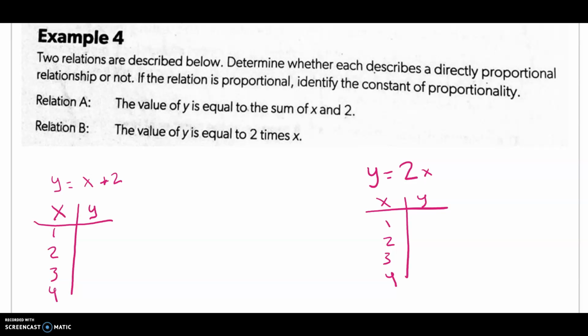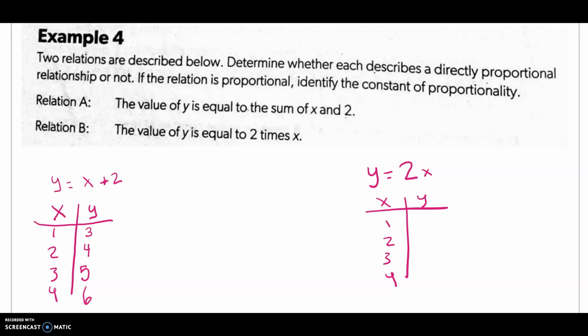When x equals 1, y would equal 3 because 1 plus 2 equals 3. When x equals 2, y will equal 4 because 2 plus 2 equals 4. When x equals 3, y equals 5 because 3 plus 2 is 5. And when x equals 4, y equals 6 because 4 plus 2 is 6. We're going to do the same thing for relation B, except we're going to use 2 times x. So when we substitute x for these values, we will get all of our y values.